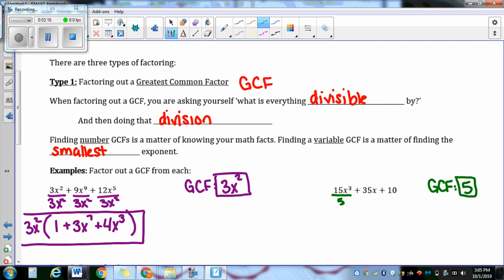So I'm going to divide by 5, divide by 5, divide by 5. So 15 divided by 5 gives me 3. And then nothing is happening to my x's. I have 3 x's and I take out none of them. So I'm still left with 3 x's. Positive 35 divided by 5 gives me positive 7x, because nothing happened to my x's. Positive 10 divided by 5 gives me positive 2. And then to say that I took out a GCF, I put it in parentheses and stick my GCF out front.